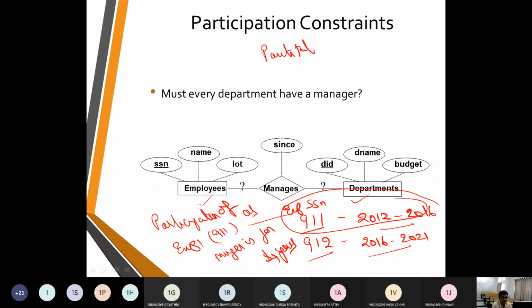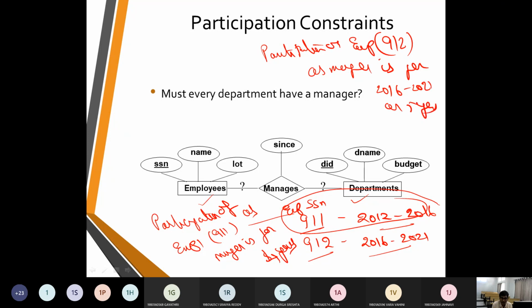Participation of employee 912 as manager is for 2016 to 2021, as 5 years. So how long did 912 contribute as an HOD? I can say 5 years.